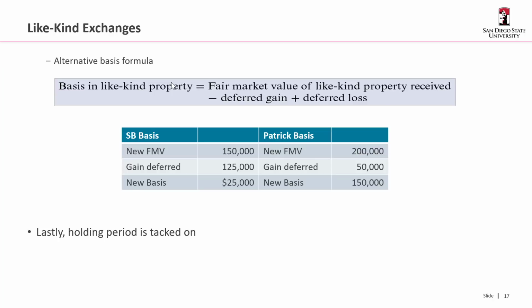He gets the condo worth 200,000. His gain deferred is 50,000. As a result, his basis in his new condo in Bikini Bottom is 150,000.